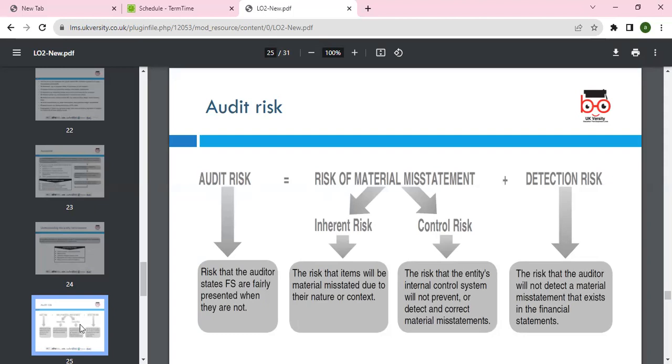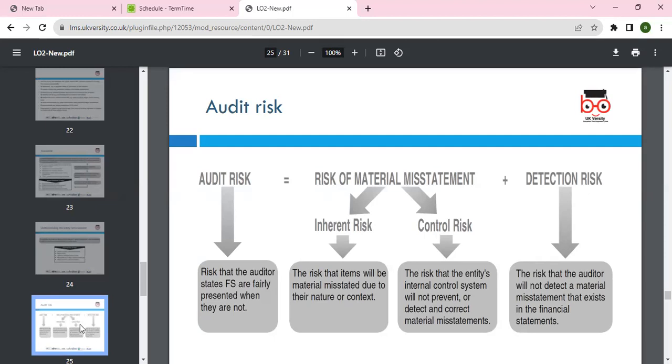Risk of material misstatement: inherent risk is the risk that an item will be materially misstated due to its nature and context, because an asset has a higher value but has not been revalued, so inherent risk is there, like with the gold price and various other assets. Control risk is that the entity's internal control system does not prevent, detect or correct the material misstatement.